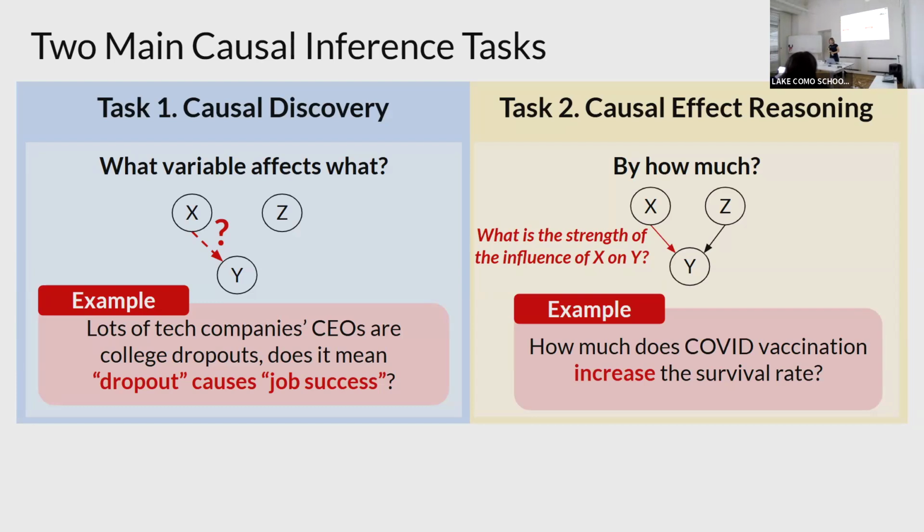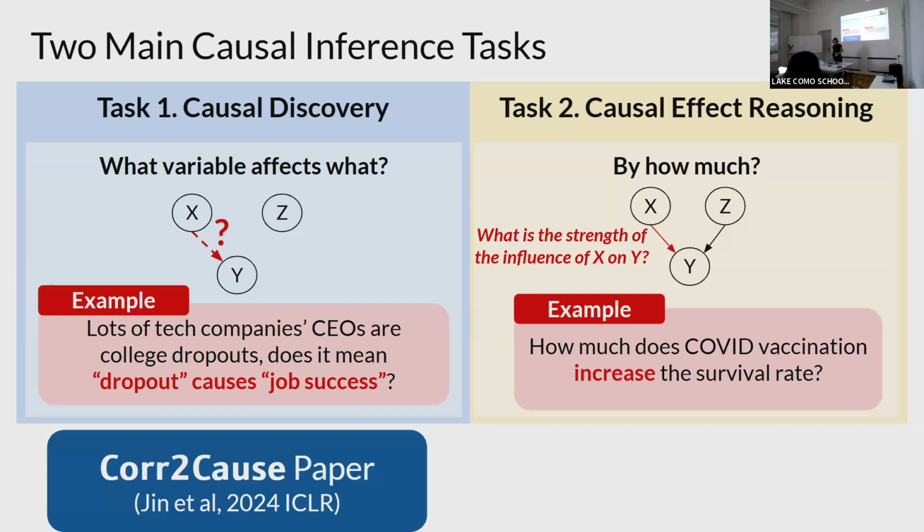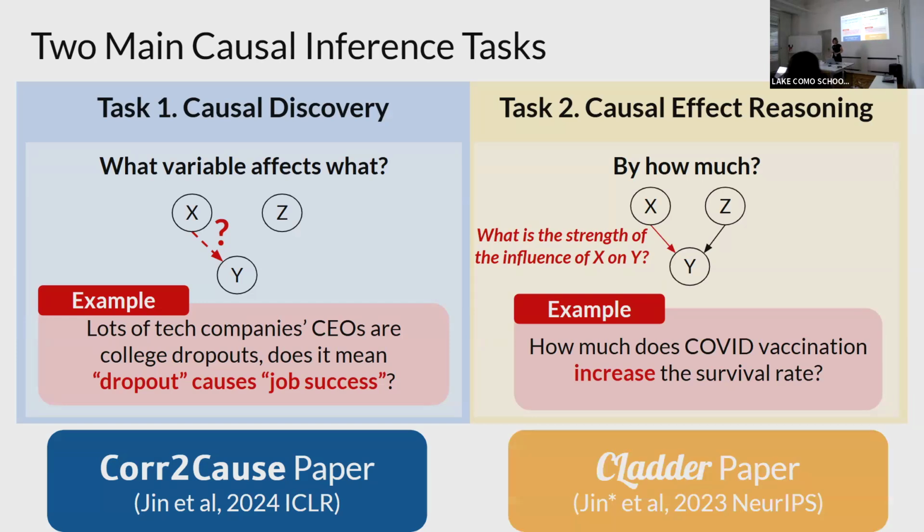And then in the other case, it's not about whether an edge exists or not, but more about how large this edge is. What's the strength of the influence of X on Y? Namely causal effect reasoning, such as how much does COVID vaccination increase the survival rate? They basically correspond to our two papers, one Corr2Cause at ICLR, and the other one, CLadder, Climbing the Causal Ladder at NeurIPS.